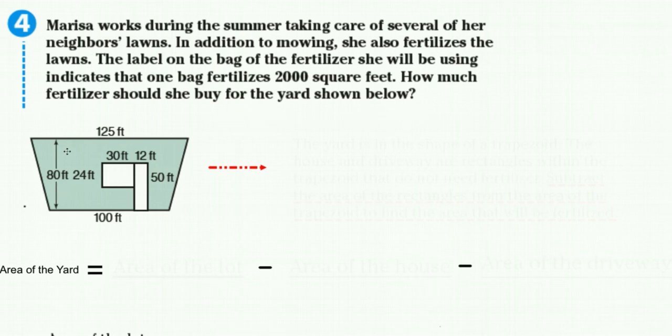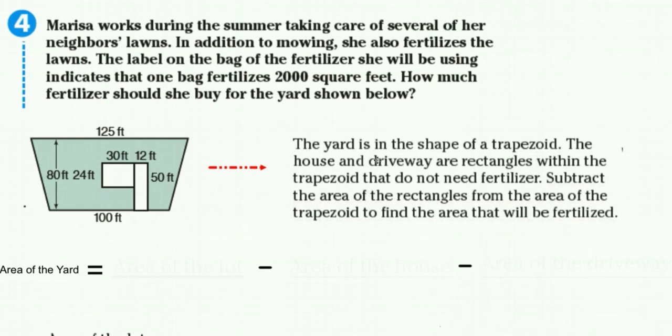The yard is the one that has been shaded. So this is her yard right here. The yard is in the shape of a trapezoid. The house and the driveway are rectangles. This is the house and this is the driveway, right within the trapezoid, that do not need fertilizer. So we don't need to put fertilizer on the house and the driveway, obviously.